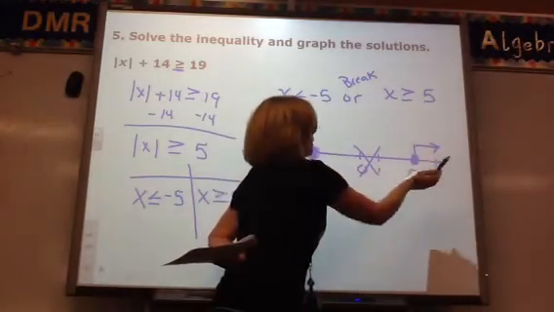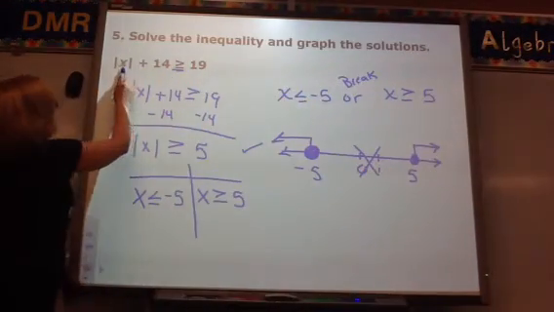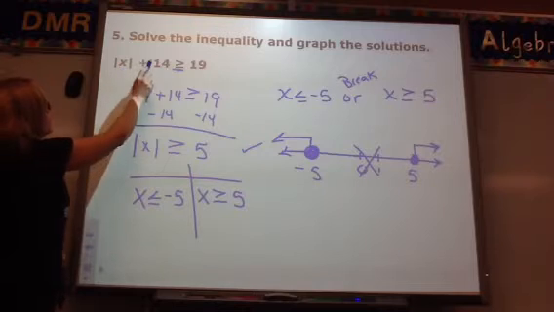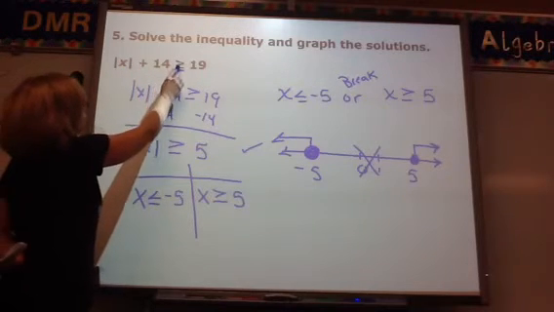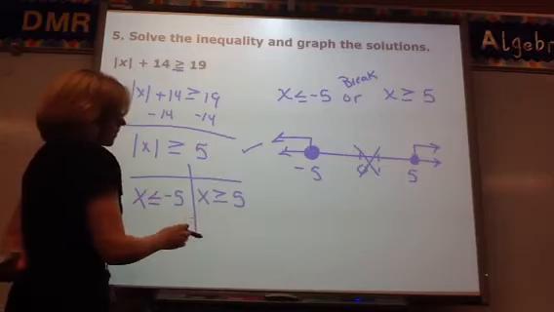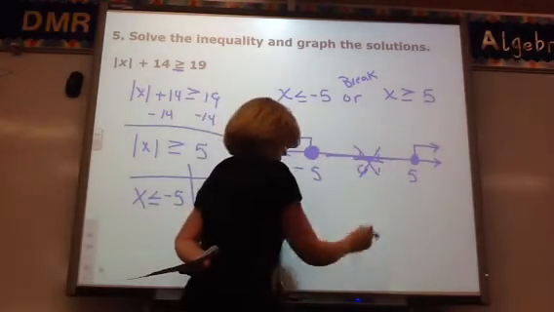Let's pick a number up here. Let's pick 10. The absolute value of 10 is 10. 10 plus 14 is 24. 24 is greater than or equal to 19. That's why there's a break, and you cannot include what's inside there.